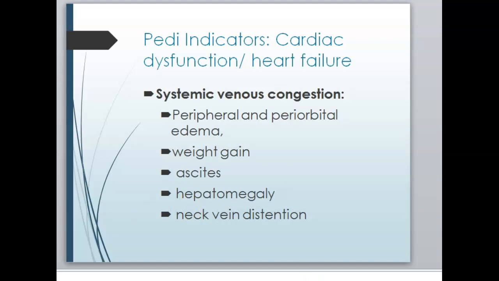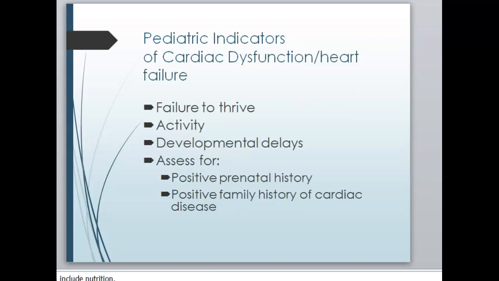Pediatric indicators continued: systemic venous circulation congestion. So we'll see peripheral and periorbital edema. We'll see weight gain, ascites, hepatomegaly, and neck vein distension. Also, we will start to see failure to thrive, decreased activity, developmental delays, a positive prenatal history we're going to assess for, and a positive family history of cardiac disease.